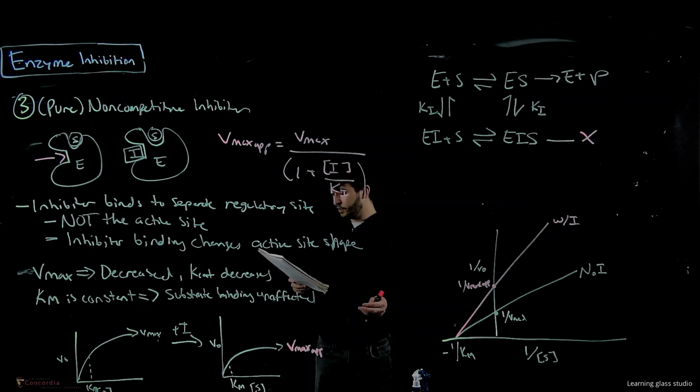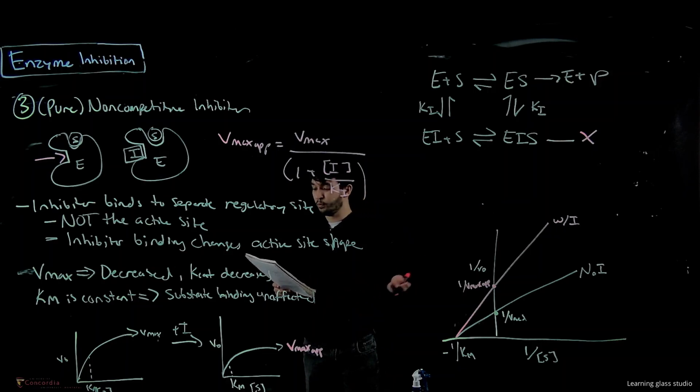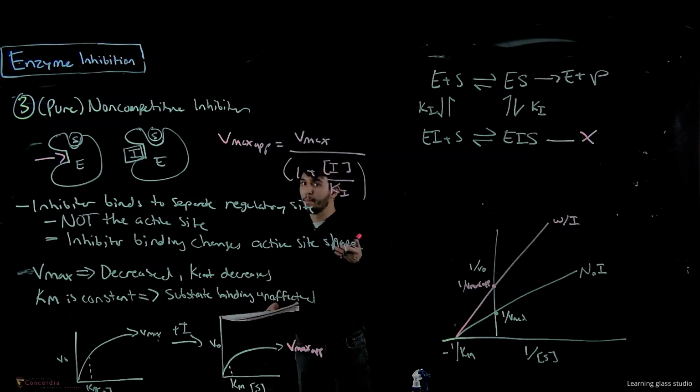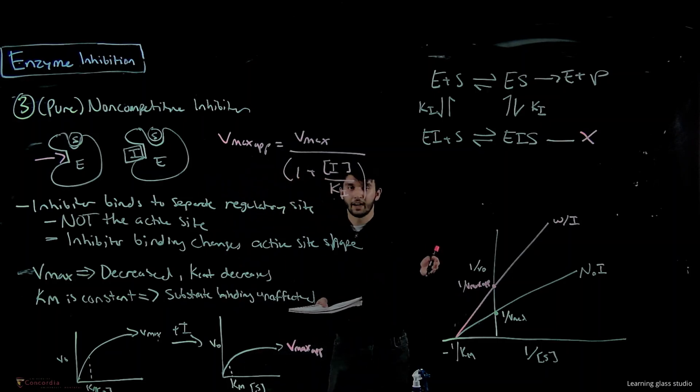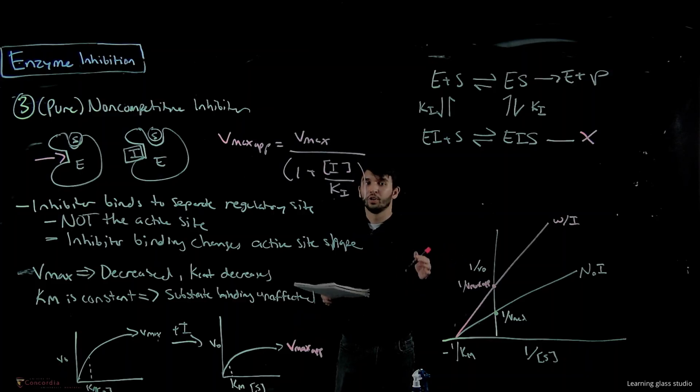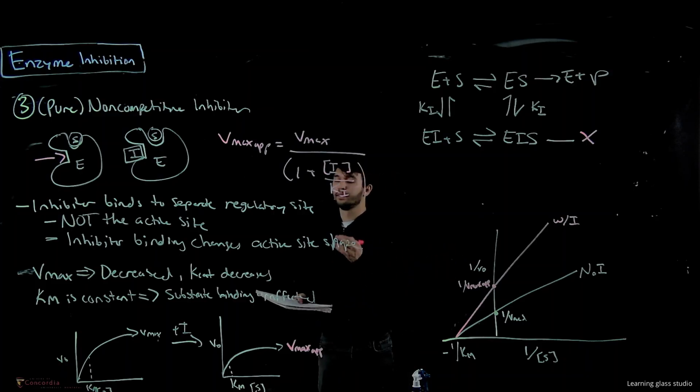Okay? You can also think about this as the rate of reaction when all enzyme active sites are full will be less than without the inhibitor, because the inhibitor will slow down the rate at which the enzyme is able to catalyze the reaction. Km, however, is constant. Why? Because substrate binding isn't really affected by this. The substrate can still bind to the active site just fine. However, the rate of reaction when it binds decreases.